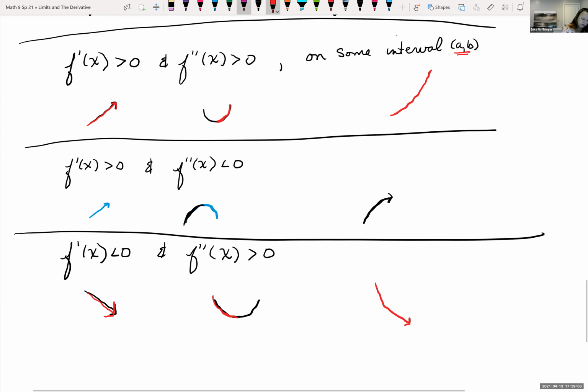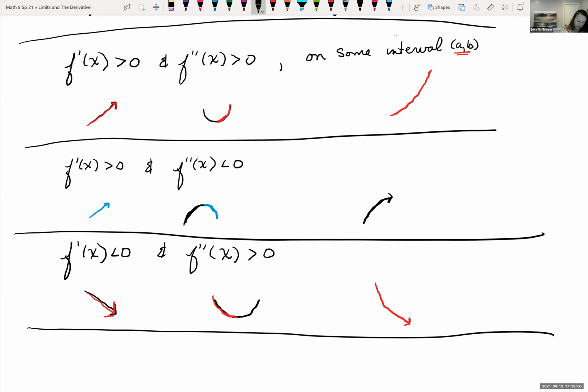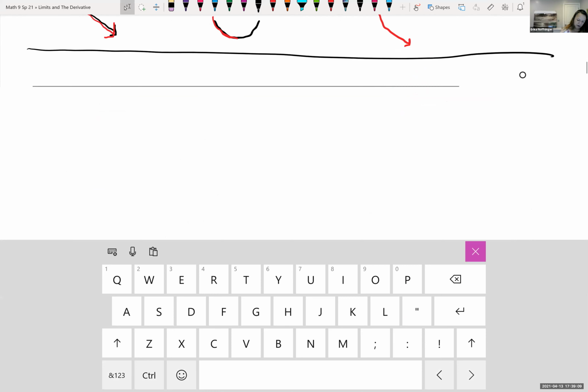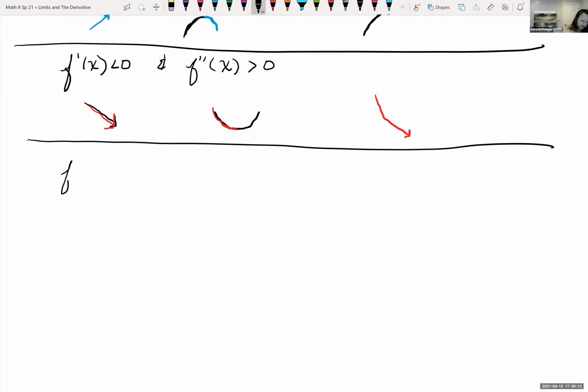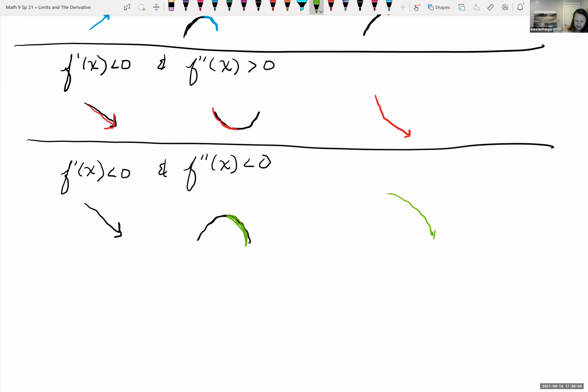In the last case scenario is where our first derivative is still less than 0, so it's decreasing, but our second derivative is less than 0. So we have something that is decreasing, but the second derivative is less than 0, so this is concave down. So look at the piece that is decreasing here and concave down. So our graph would look like this shape on that interval.